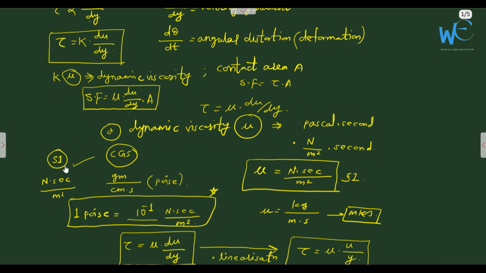Remember that. And what is the CGS unit? Gram per centimeter second, which we also call poise. So you have to remember this one relationship: one poise is equal to 10 raised to minus 1 Newton second per meter square only.